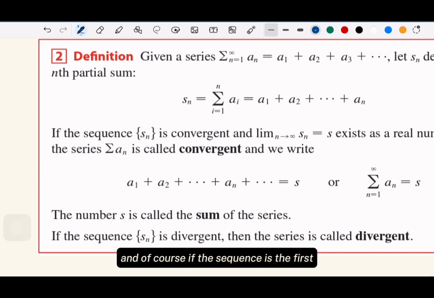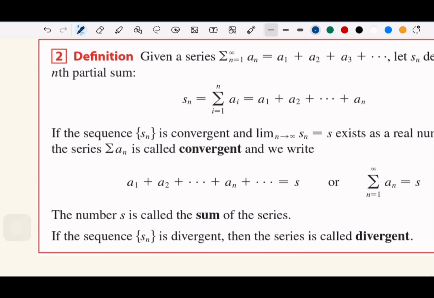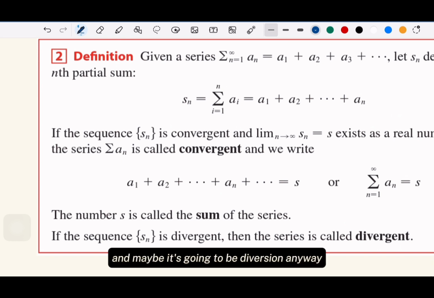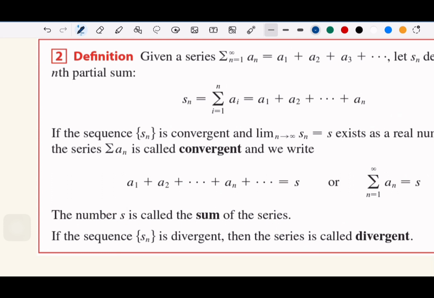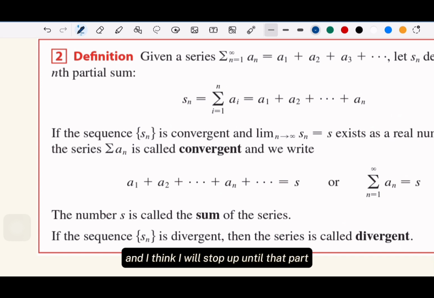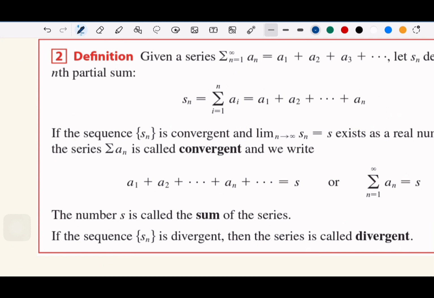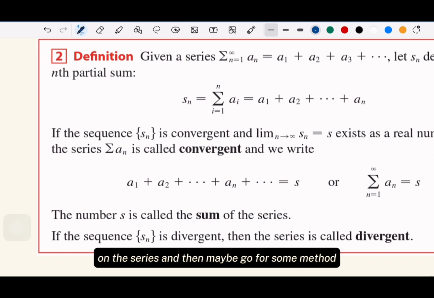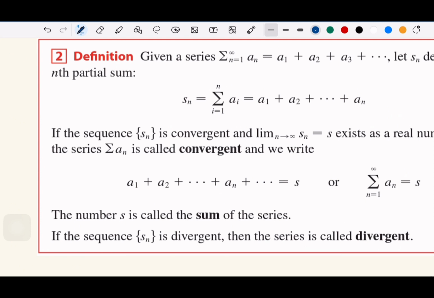And of course, if the sequence diverges, then the series also diverges. So if we cannot find this S, and it diverges anyway, then the series is called divergent. I think I will stop up until that part. We are going to see some examples on the series, and then maybe go for some methods.